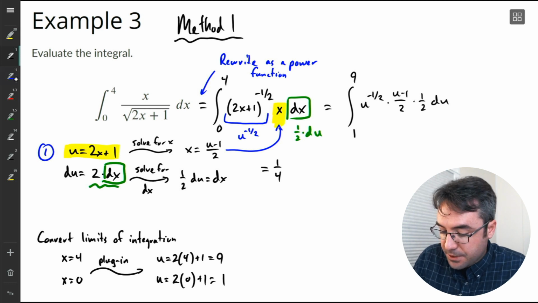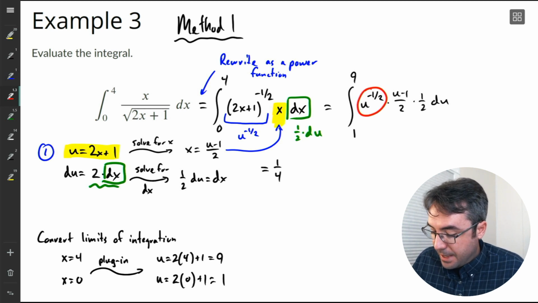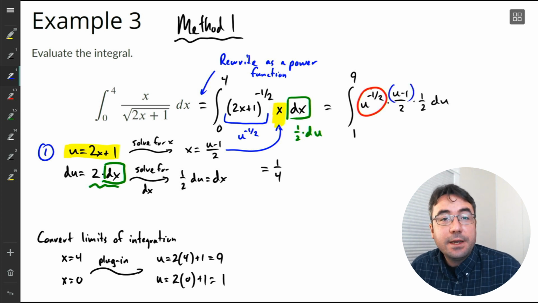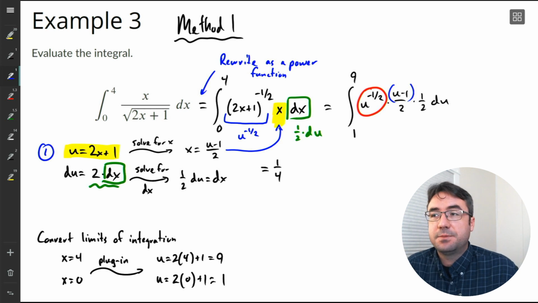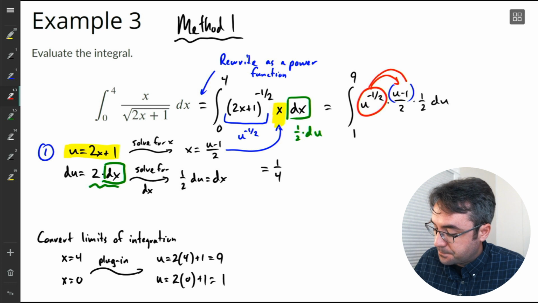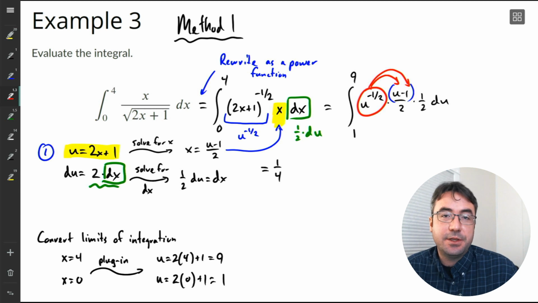And then we also have this u raised to the negative 1/2, and we have u minus 1 there, and we can distribute. So right now we have multiplication between u terms. We can't integrate over multiplication. We haven't seen how to do that yet. So in order to work with this, we need to actually multiply our function out. We're going to take that u to the negative 1/2, multiply it to the u, and distribute it also to the negative 1.